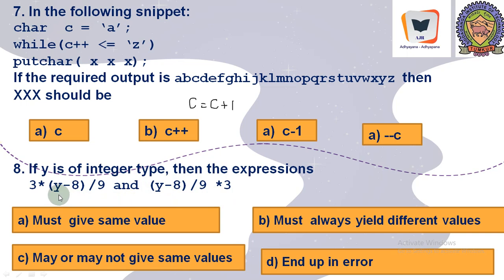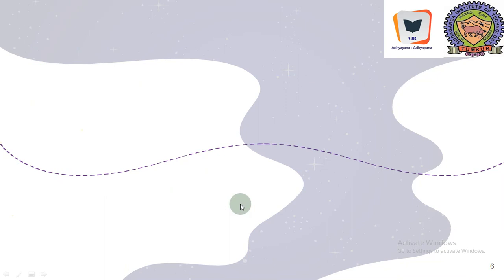We will consider another input, say 10. So 10 minus 8 is 2. 3 into 2 is 6. 6 by 9 is 0. And here 10 minus 8 is 2. 2 by 9 is 0. Therefore, both the expressions will give the same value. So it may or may not give the same values, depending on what input you are going to choose for y. So that is the correct answer.